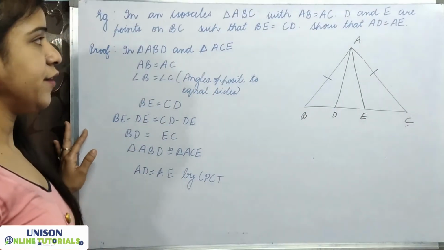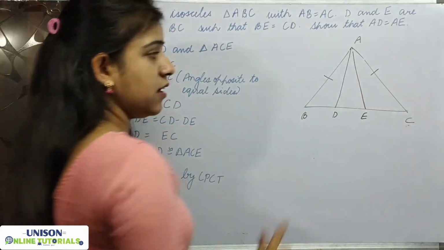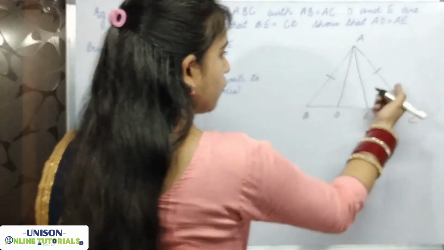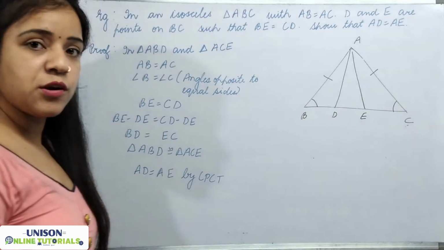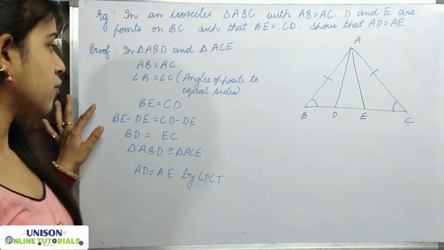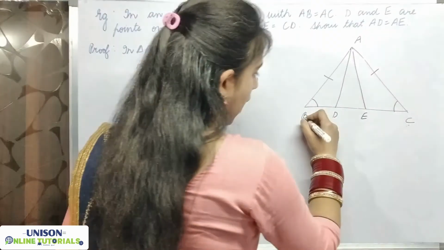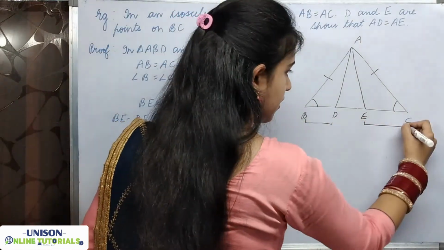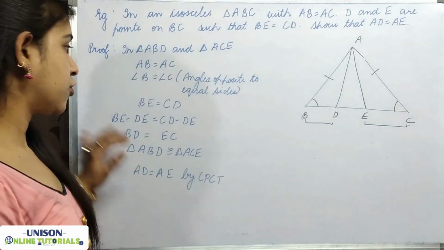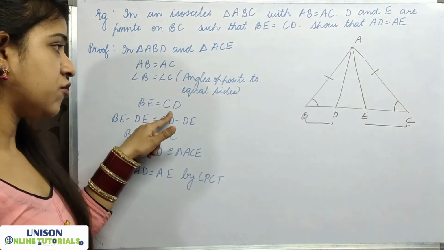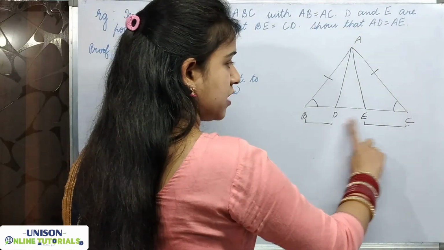So first of all, in triangle ABD and triangle ACE, AB equals AC, this is given. So if AB equals AC, then angle B will be equal to angle C. Angles opposite to equal sides are equal. So third pair. So what do we need? If we prove that BD equals EC, then we can prove that these two triangles are congruent. So it is given that BE equals CD.